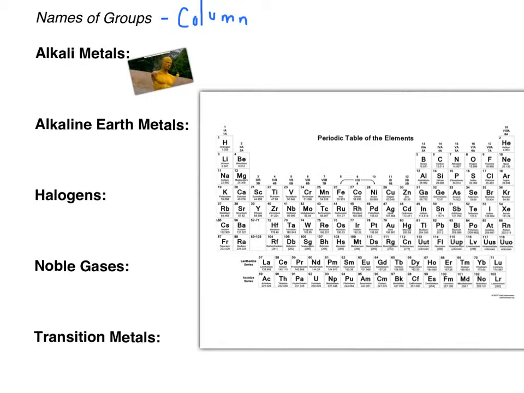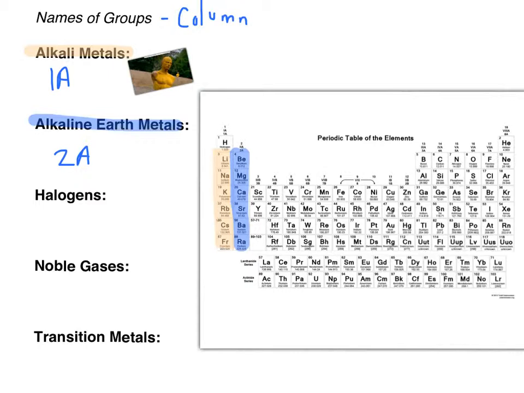The alkali metals, I'm just going to color those this orangey color, and they are this first column here. Not hydrogen, but the rest of that column. Okay? So that's group 1A. The alkaline earth metals are group 2A. Label them in a blue color. And they are this group here.